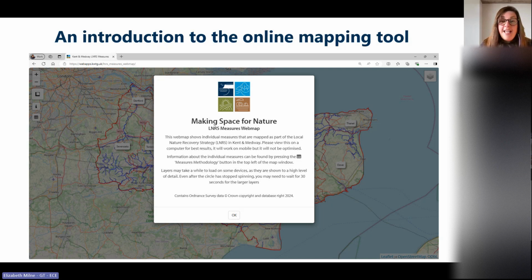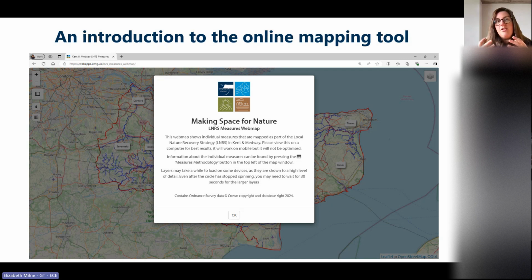So key to understanding where all these priorities and potential measures are going to be delivered in the county is the maps. At the moment, we're presenting these on an online mapping tool, and when it's published, they will also be presented on an online mapping tool. I will just say that this online mapping tool is relatively basic in its functionality. The reason we've not gone down a very detailed route is because we don't yet know specifically how the LNRS is going to be used for various functions in terms of planning and informing funding and grants.